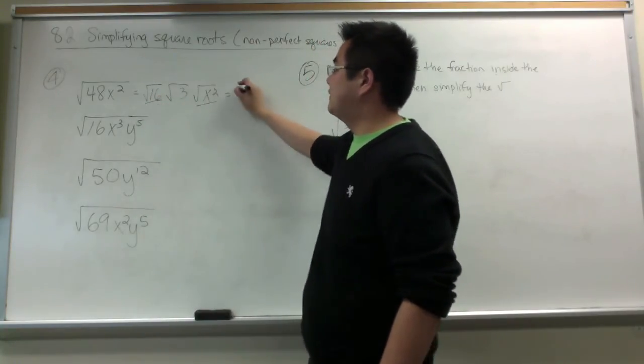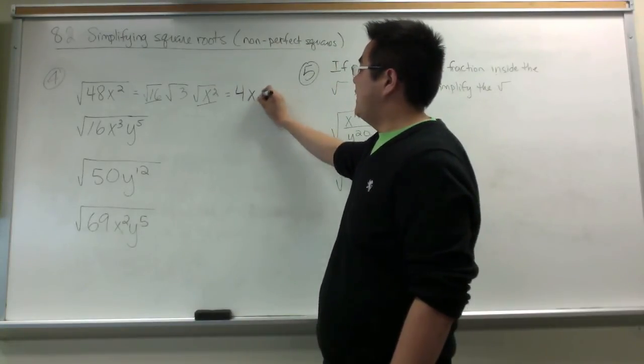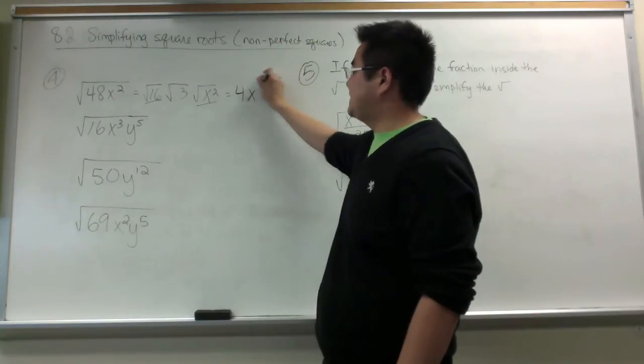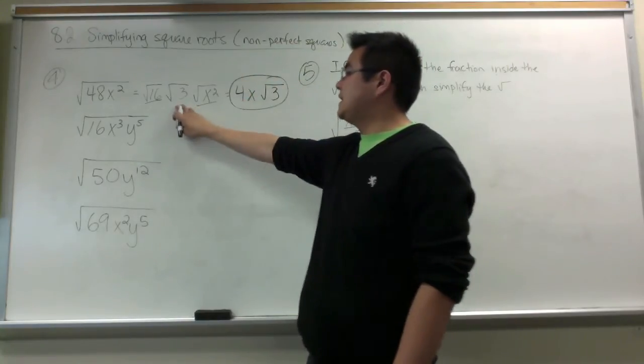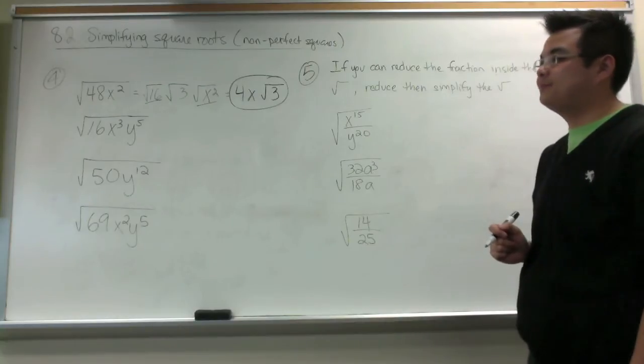Then I'm going to simplify the perfect square radicals first. The square root of 16 is 4. And the square root of x squared is x. And then I have root 3 attached. Since I can't simplify root 3, the final answer is 4x root 3.